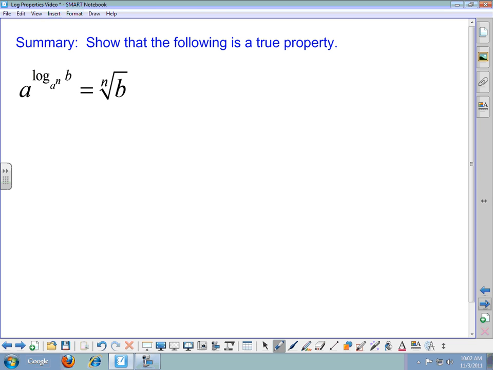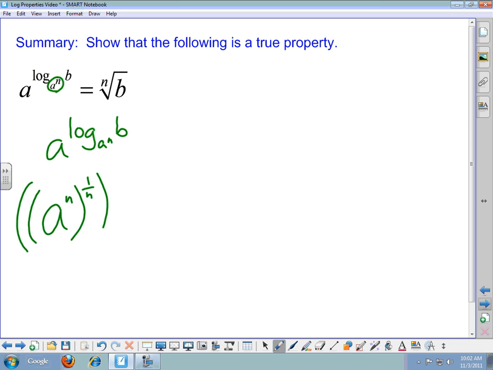If we go on to the last part, let's actually show that the following is a true property. For example, a to the log base a to the nth power. In other words, our base in this logarithm is a power of a, but it is not exactly equal to a. We'll do this by the same method: a to the log base a to the n of b. In this case, we would write a to the nth power to the 1 over n power, log base a to the n of b.